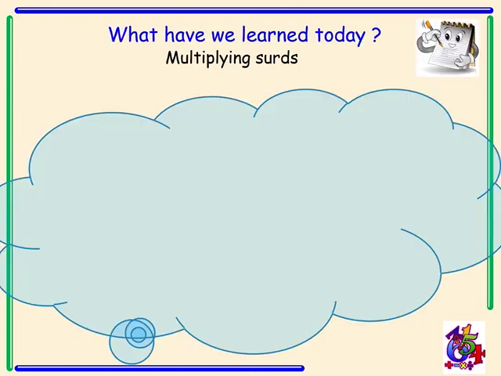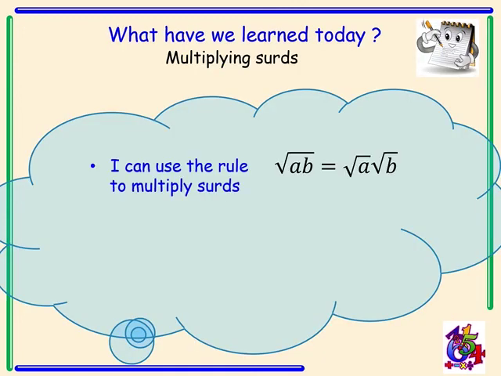So today we've learned about multiplying surds. We need to apply the rule where if we're multiplying root a times root b, that's the same as the square root of a times b. And we need to be able to simplify our surds fully.